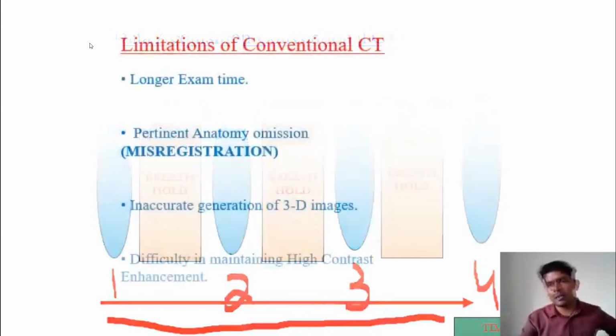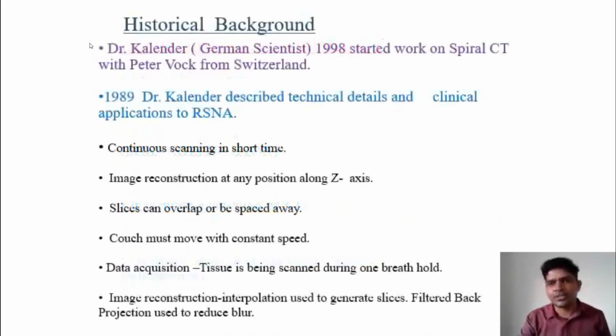But in later CT it is completely changed. That was conventional CT. When spiral CT was introduced, the technique and everything changed. One German scientist, Dr. Kalender, started working on spiral CT in Switzerland in 1988, and in 1989 he presented his technique at RSNA, which I already told you is one of the biggest journals in this field.